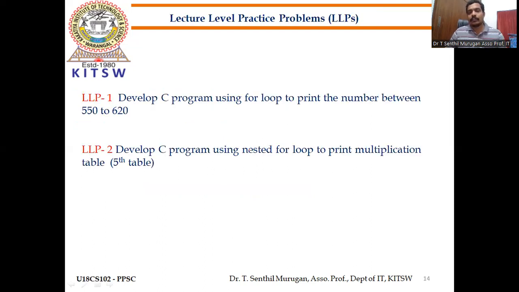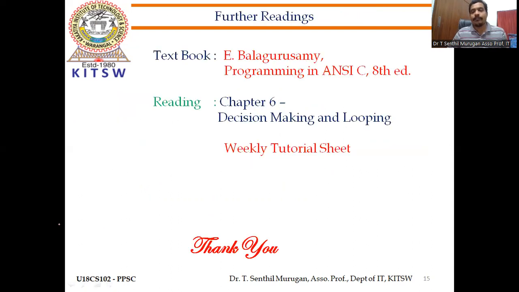So these are the lecture level problems. You can print the numbers between 550 and 620 using a for loop. Then you can use a nested for loop to print the multiplication table. This we can discuss in the next video, writing the multiplication table with the help of a nested for loop.